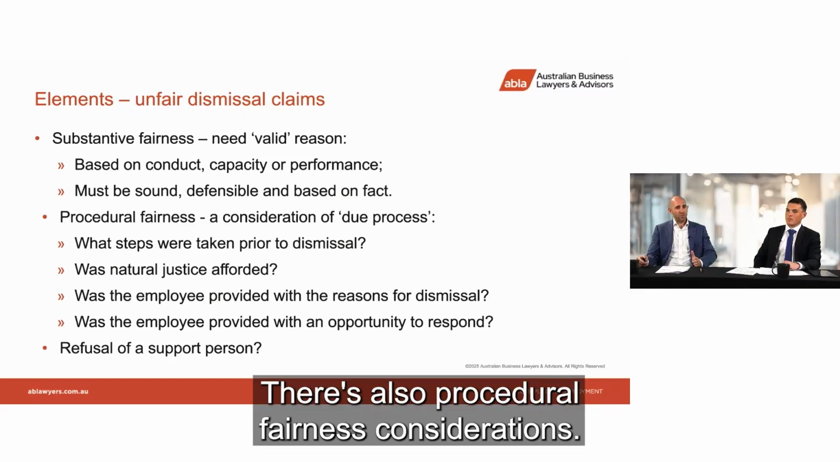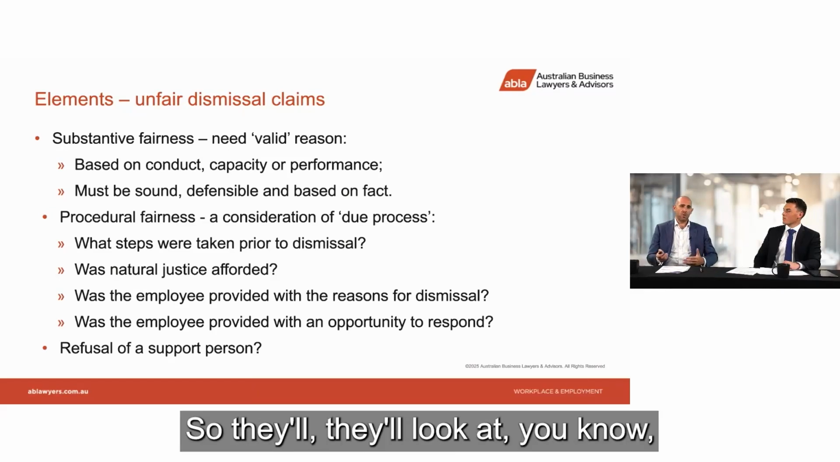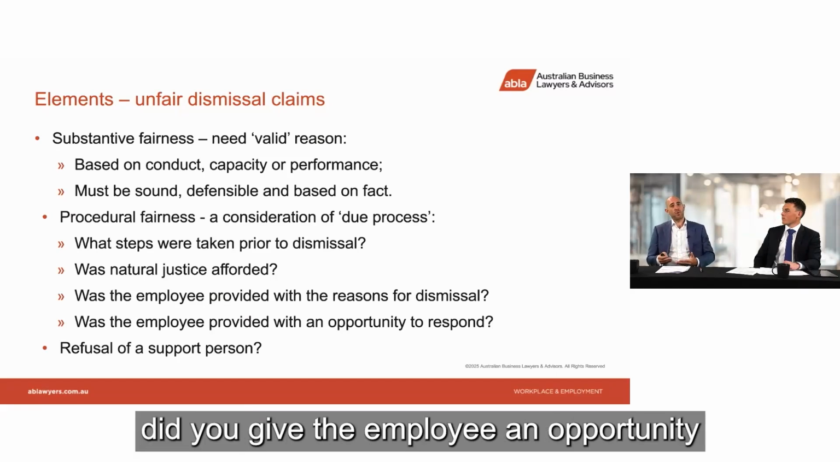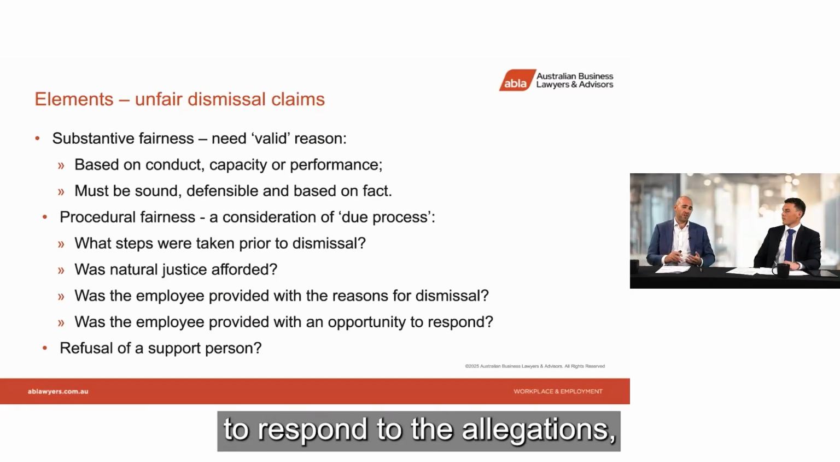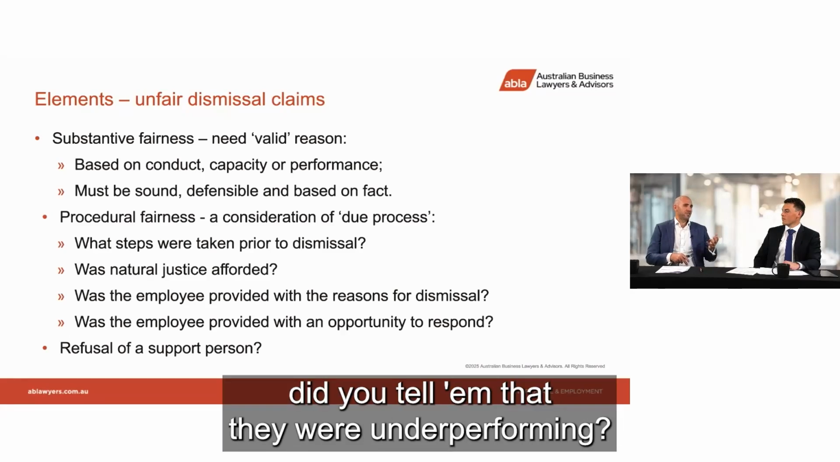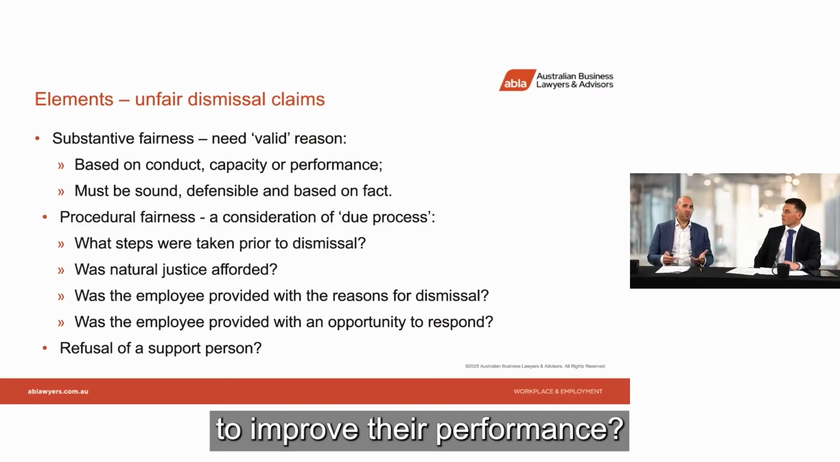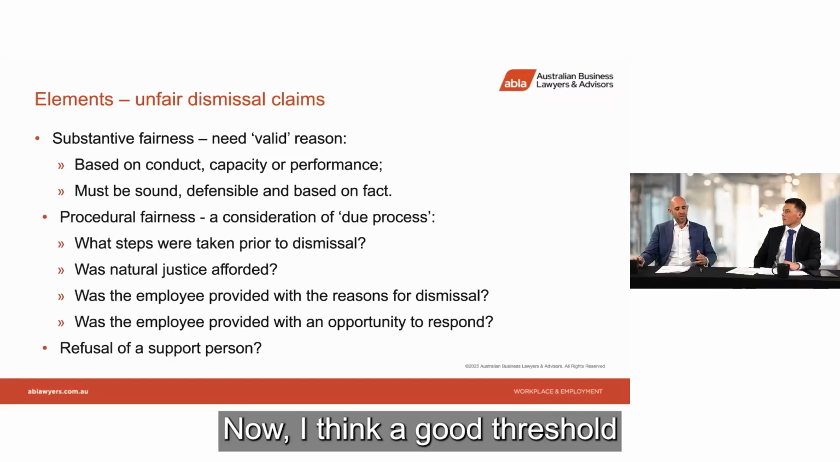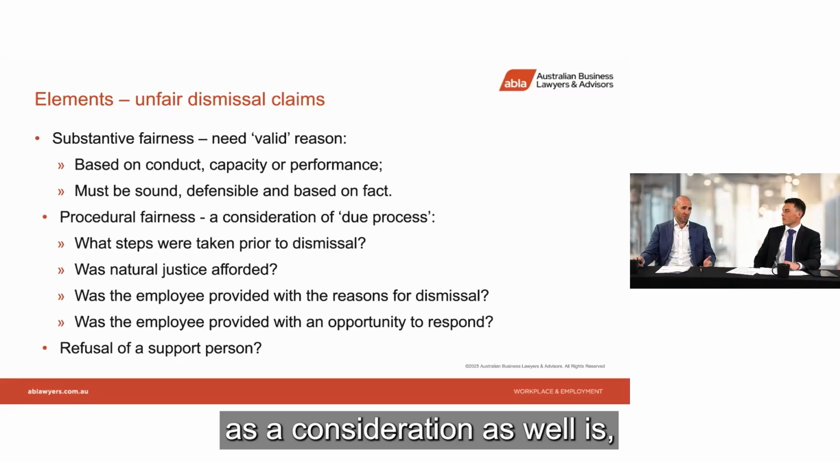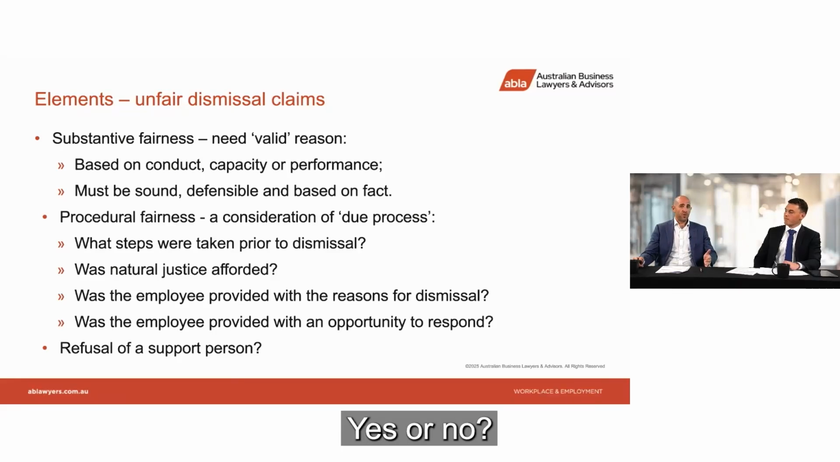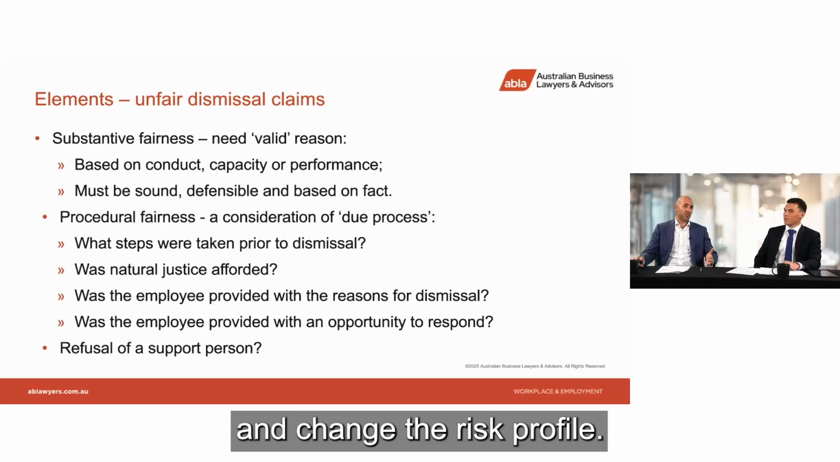There are also procedural fairness considerations. They'll look at, if it's misconduct related, did you give the employee an opportunity to respond to the allegations? If it's performance related, did you tell them that they were underperforming? Did you give warnings? Did you give them a reasonable opportunity to improve their performance? So just keep that in mind. Now, I think a good threshold consideration as well is: is the person covered by unfair dismissal law, yes or no? Because that might change the dynamic and change the risk profile.